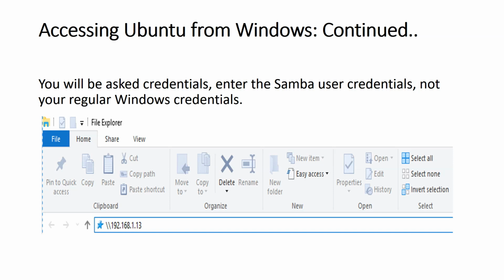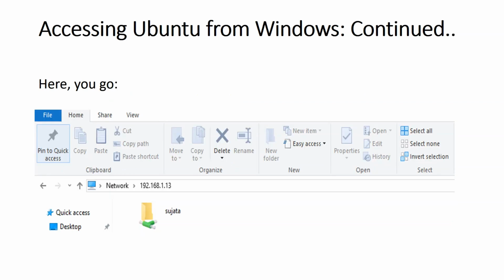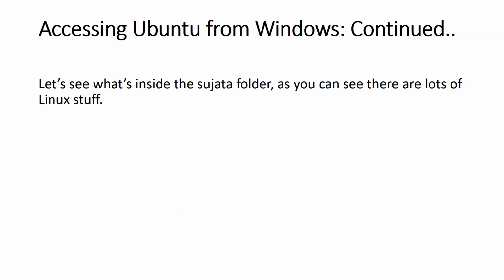You will be asked credentials. Enter the Samba user credentials that we created using the Samba password command, not your regular Windows credentials. Here we go. We can see the Shujata directory from the Samba server. So we are still in Windows. Let's see what's inside the Shujata folder.